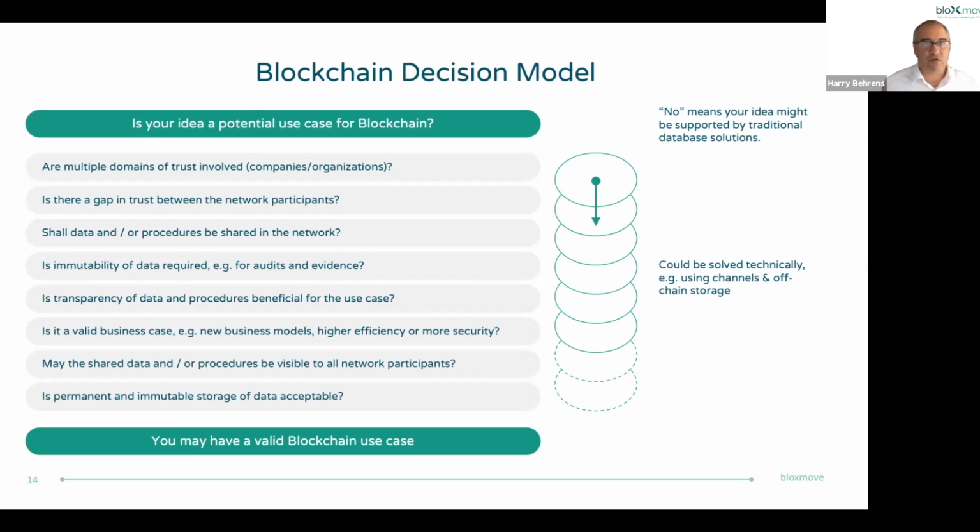Is there a gap in trust between the network participants? So if it's very friendly and very close relationships where you basically believe if somebody gives you a record of his database because you've been doing business together for the last 50 years, then probably you might not need blockchain either.